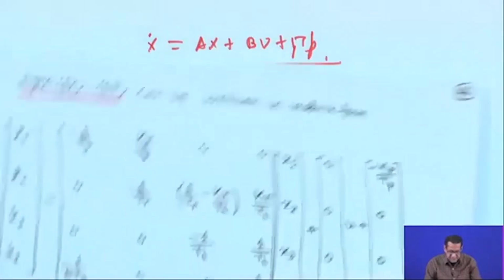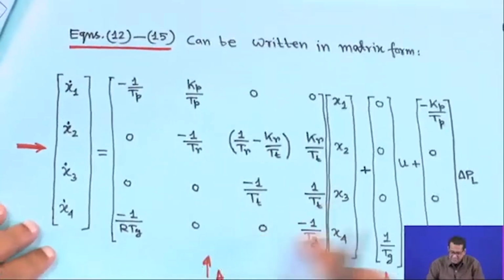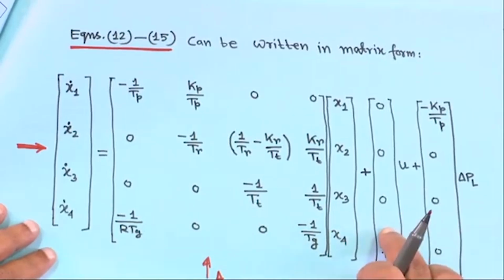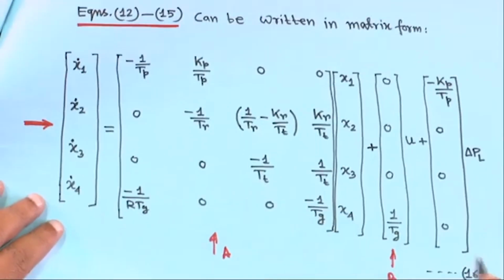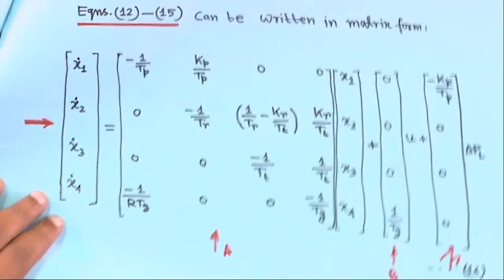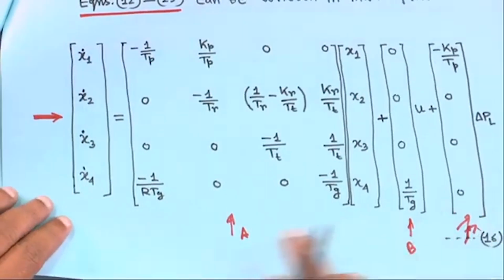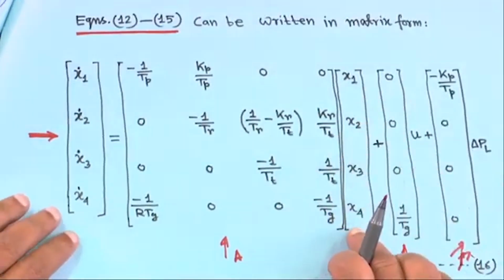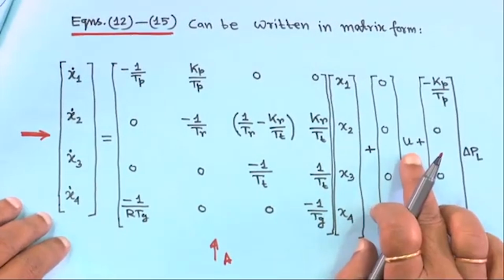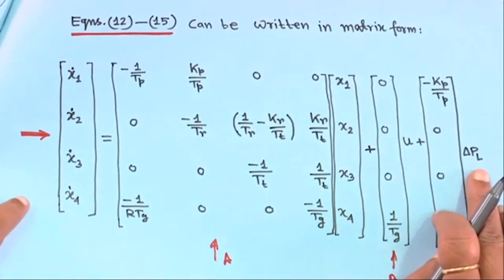This A is the state transition matrix, B is the control transition matrix, and gamma is the disturbance transition matrix. This is your gamma, this is B, this is A. x1, x2, x3, x4 are the state variables, u is the control variable, and delta PL is the disturbance in the system.